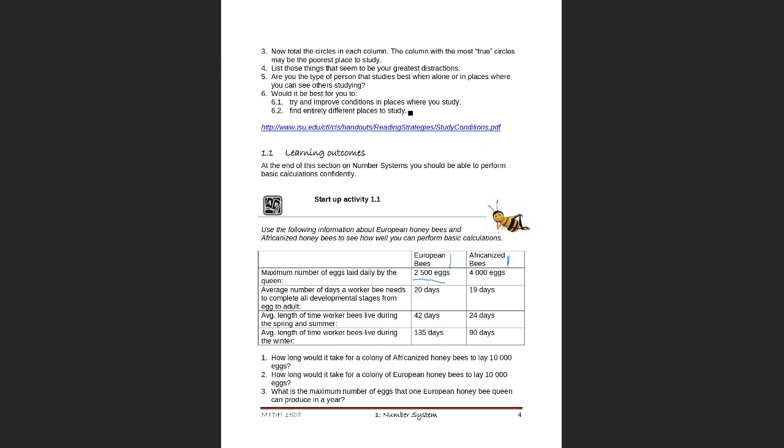Then the next row talks about the average length of time a worker bee lives during the spring and summer. That is the longest time, or the maximum number of days a European bee can live in summer is 42 days. And the longest time an Africanized bee can live in summer is just 24 days. Then the next row talks about the average length of time a worker bee lives in winter. When it is winter, the average time a European bee can live is 135 days, and the longest time an Africanized bee can live is 90 days.